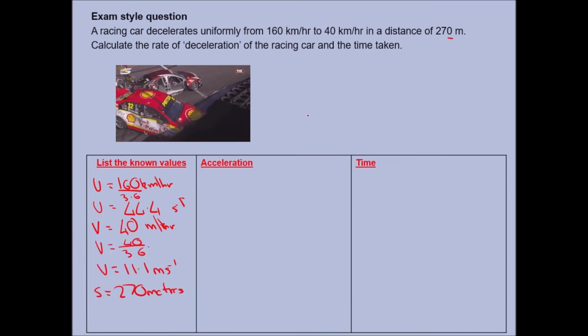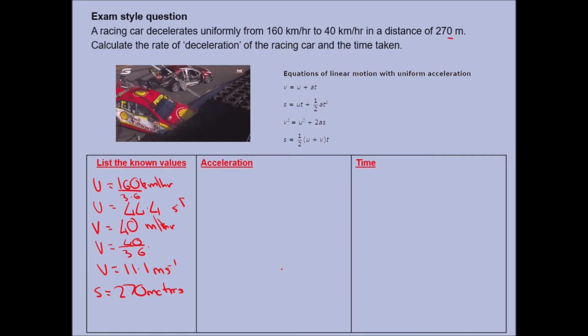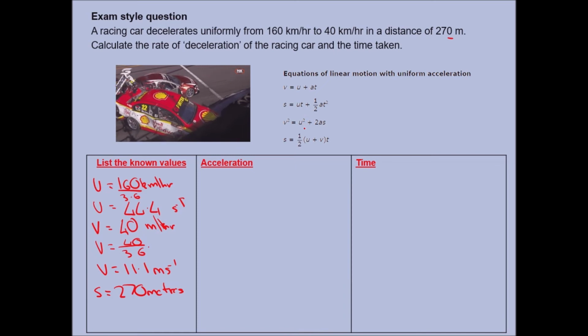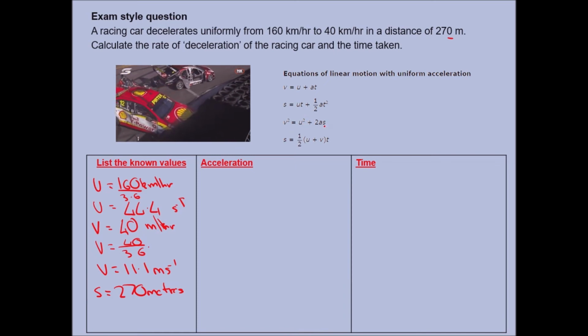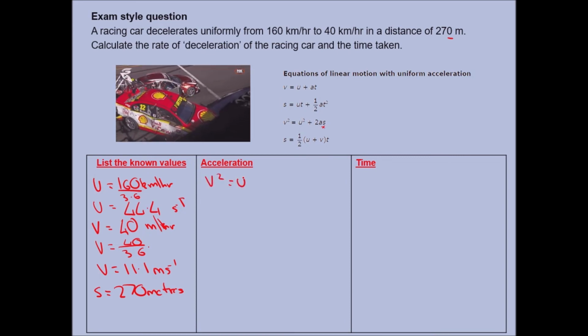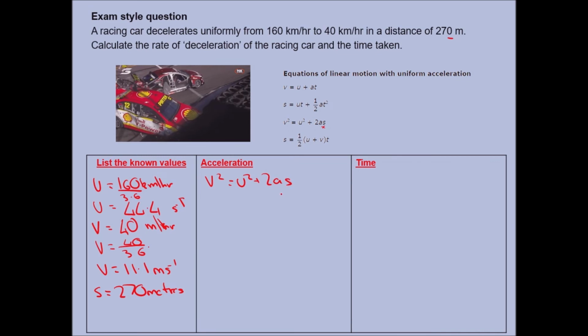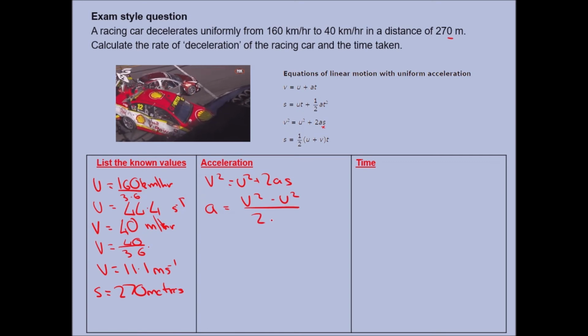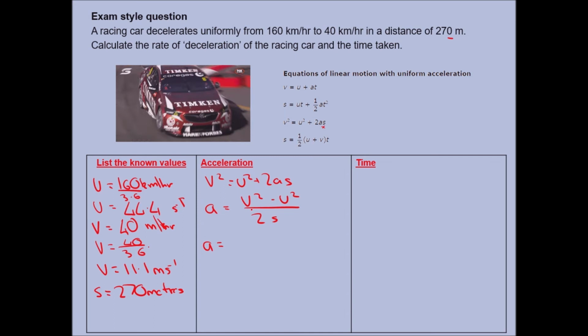Right, next bit. Back to these SUVAT formulas. Now we're going to use the same formulas as before, so you go back and skip forward, skip back and forward as you need to. This is the first one I'm going to use. V squared equals U squared plus 2AS. Rearranged for A, it's going to look like V squared minus U squared divided by 2S. So I'm going to apply these values.